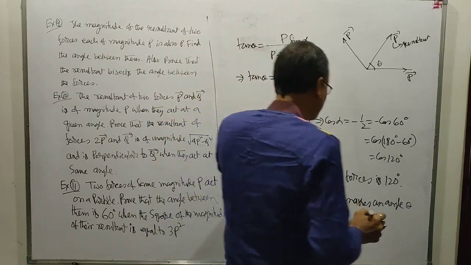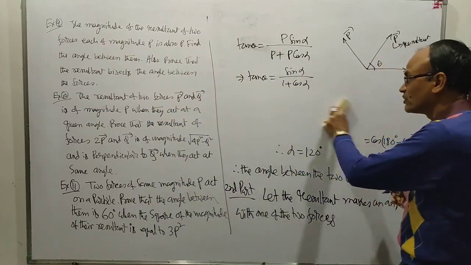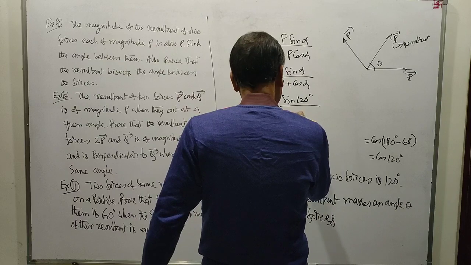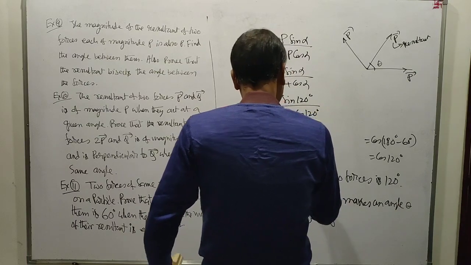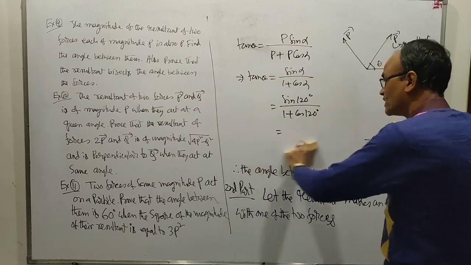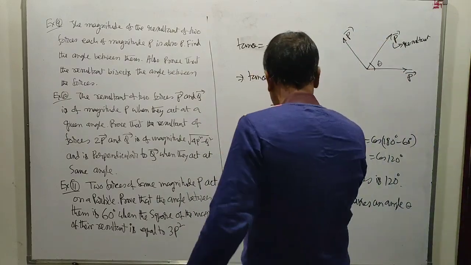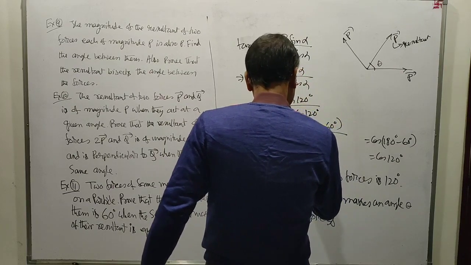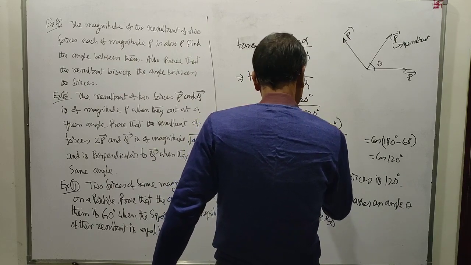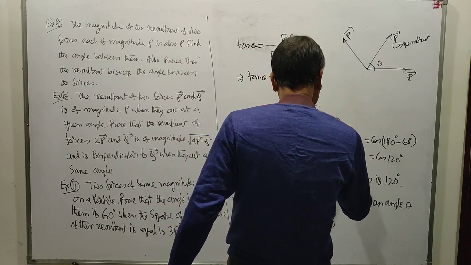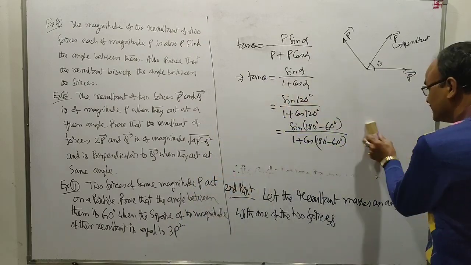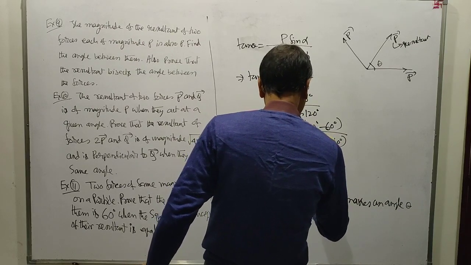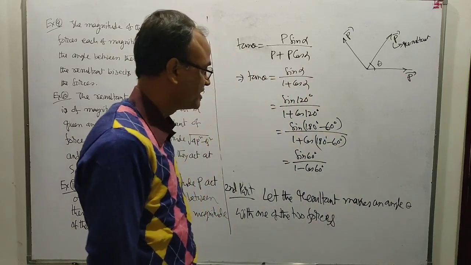Divide numerator and denominator by P. This means, with alpha equal to 120 degree, sin 120 degree divided by 1 plus cos 120 degree. Sin 120 degree can be written as sin of 180 degree minus 60 degree, and cos 120 degree as minus cos 60 degree. This is equal to sin 60 degree divided by 1 minus cos 60 degree.